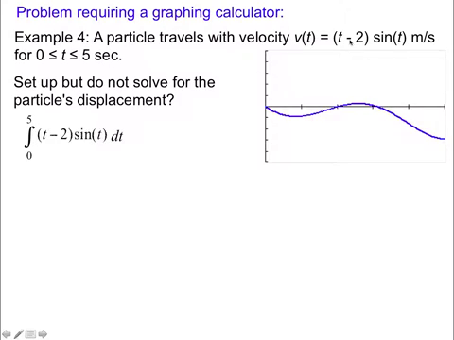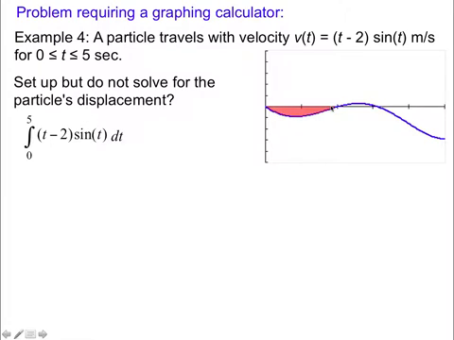So I'm going to put the t minus 2 times sine t in the integrand position. So this is a 3-point problem. Point for the upper and lower bounds, a point for the integral symbol and the dummy variable dt, and a point for the function. And so that's an expression that will give you the value for the displacement of the particle.